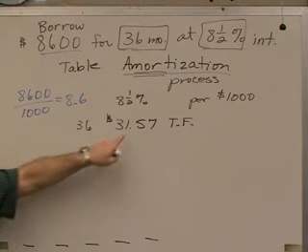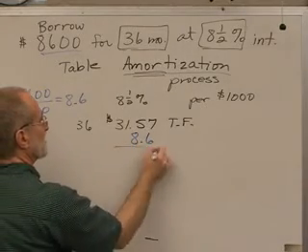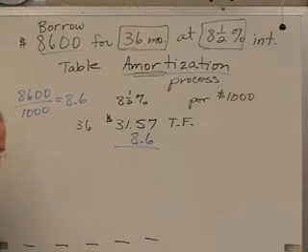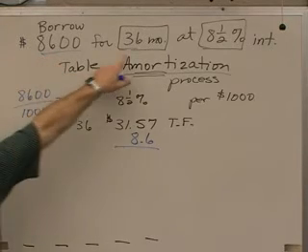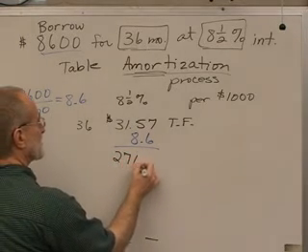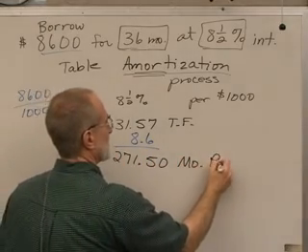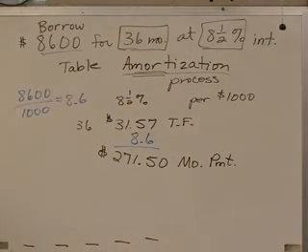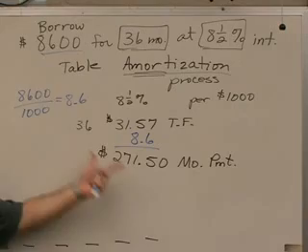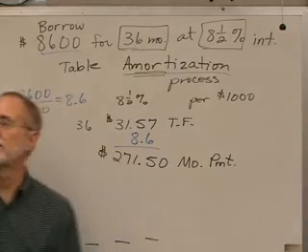And every $1,000 chunk costs us this much a month. So let's multiply 8.6, that's how many thousands we're borrowing, times 31.57, and round it to the nearest penny, and that would be our monthly payment for this amount under these conditions. I get $271.50. Does that sound right? So $271.50 would be our monthly payment to pay off $8,600 if we paid it off in 3 years at 8.5% interest.